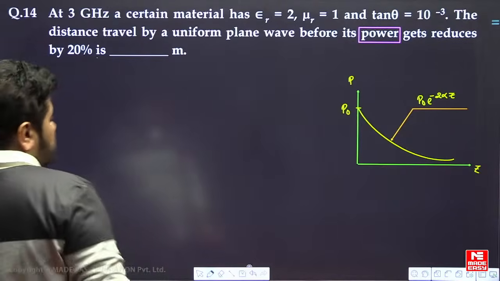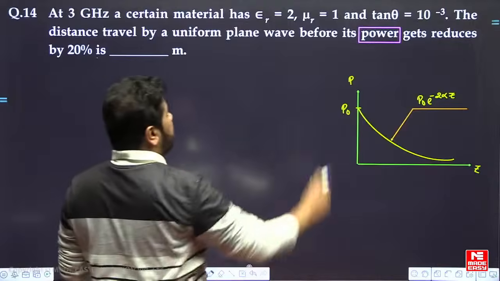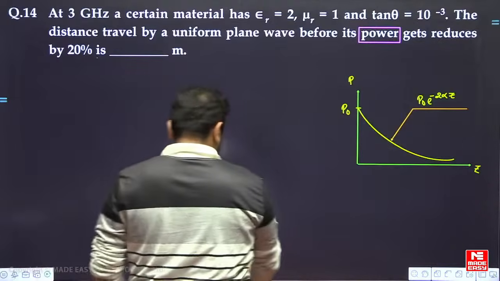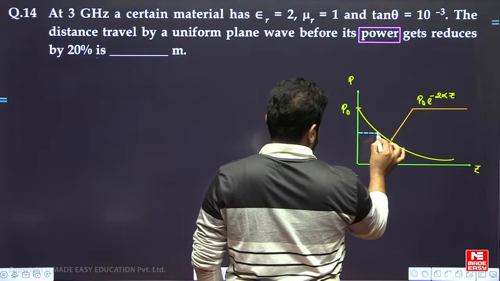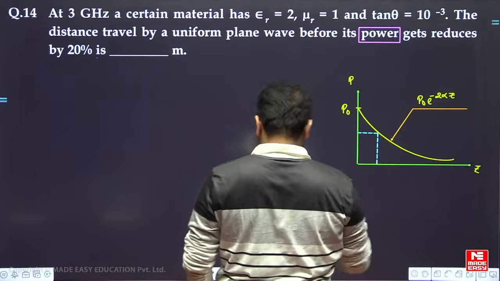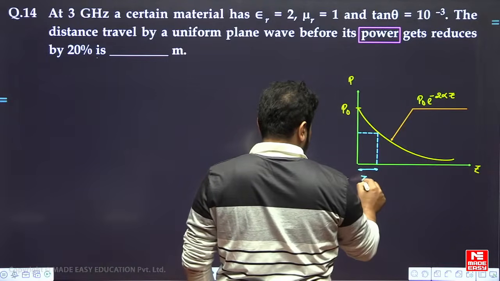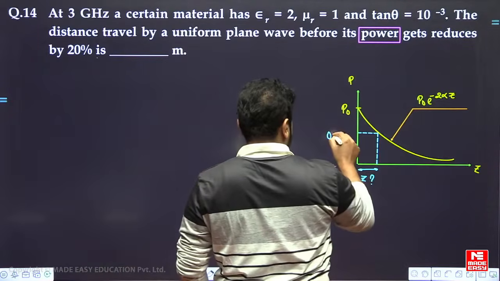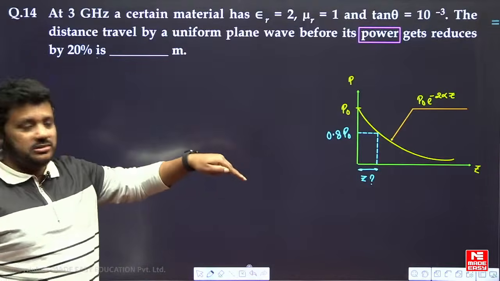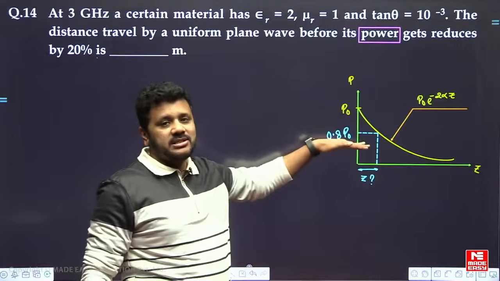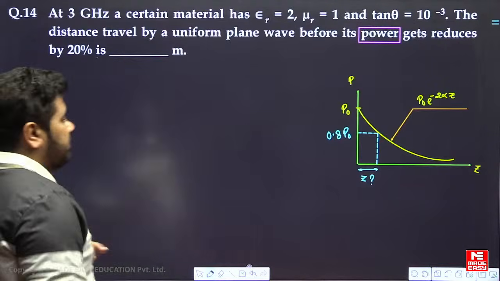Right. Okay. So it is saying that the distance travelled by the uniform plane wave before its power reduces by 20%. Reduces by 20% means 80% is still there. So they are asking what is this z value, so that here you are going to get 0.8 times P naught. So 20% has reduced, that means you are left with only 0.8 times of P naught. So they are asking what should be this distance, right?